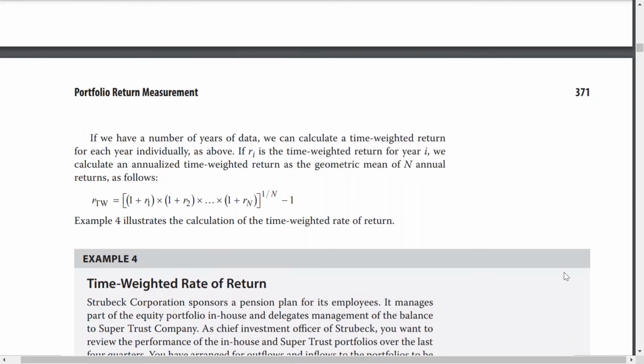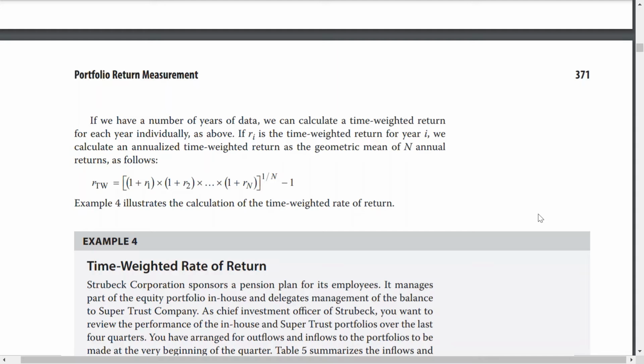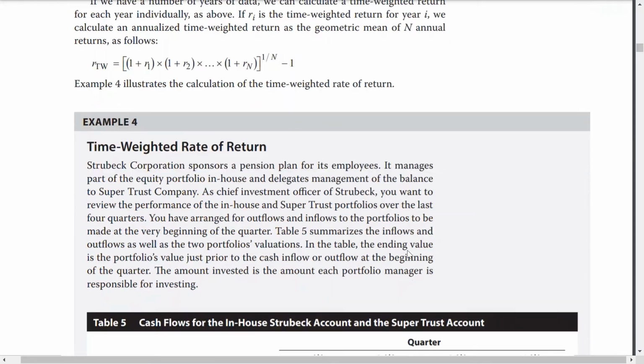If we have a number of years of data, we can calculate a time-weighted return for each year individually. As above, if Ri is the time-weighted return for year i, we calculate the annualized time-weighted return as a geometric mean of n annual returns as follows, which is this. Example 4 illustrates the calculation of time-weighted rates of return. Example 4, the time-weighted rate of return.